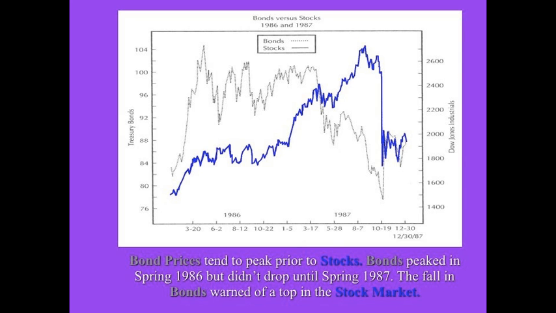Here is a close-up of the 1987 action. We see where the bond prices peaked prior to the stock market. The bonds peaked in spring of 1986, but it didn't start to drop until spring of 1987. The fall in the bonds warned that a top in the stock market was coming, and we can see in October the stock market collapsed.